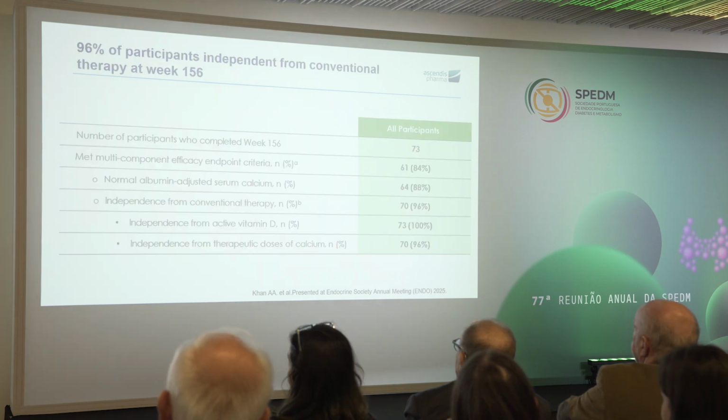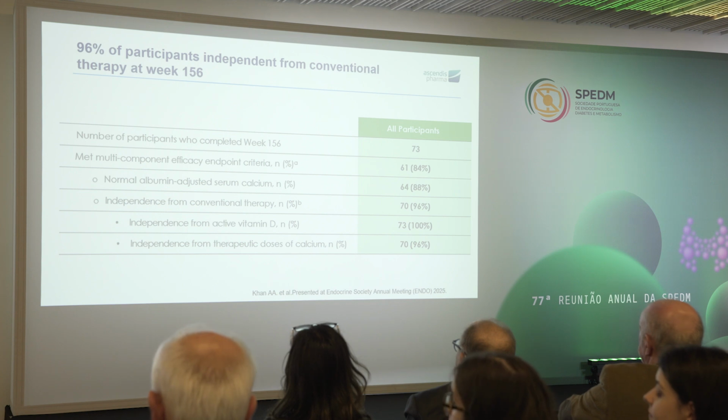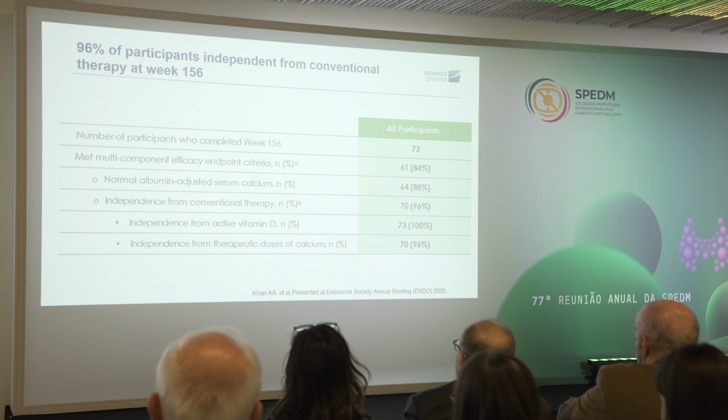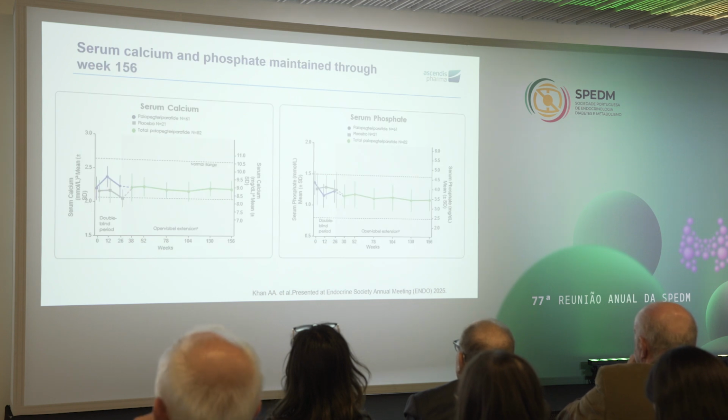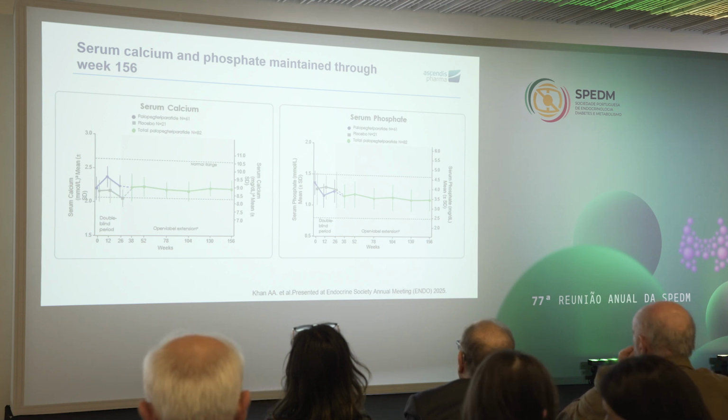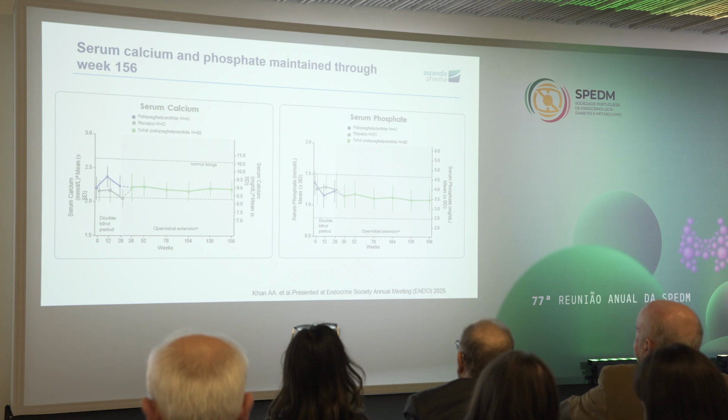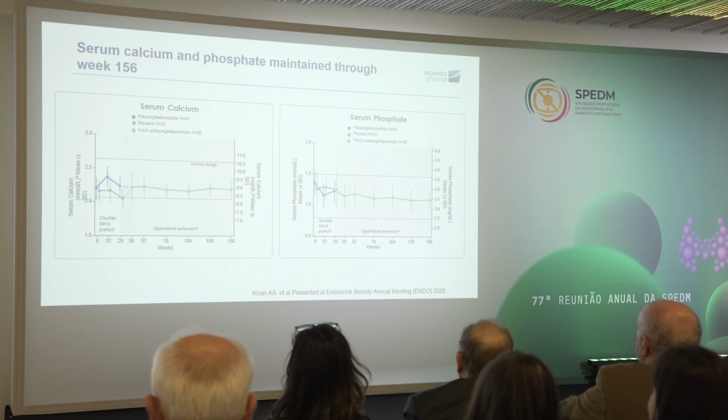So coming now to efficacy, as you can appreciate, it was an efficacious drug because nearly 96% of the participants did achieve this independence from conventional therapy. And this is what happened to the biochemistry, so serum calcium and serum phosphate. As you can appreciate, here is the first double-blind period, and here the extension phase. So this shows that during the first phase, but also the extension, both parameters also reached a steady state within the normal range.